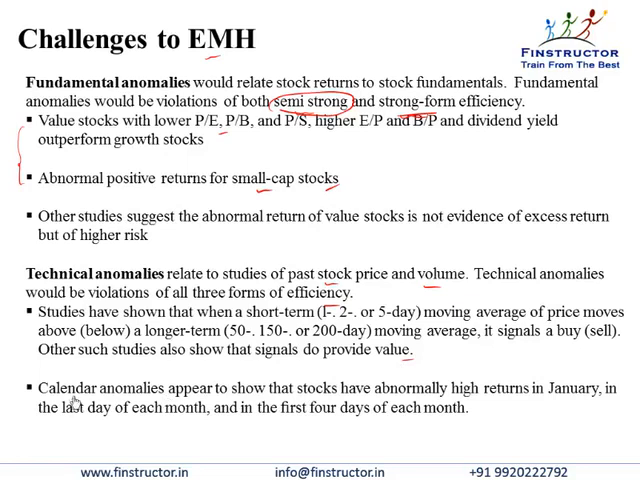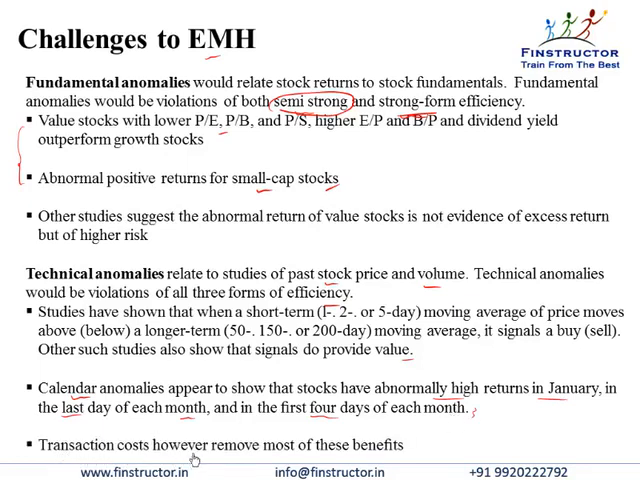Similarly, we've seen some calendar anomalies globally. That is, stocks have abnormally high returns in January and on the last day of each month and in the first 4 days of each month. So if this exists and persists for a long time, then this definitely is a violation of the weak form of market efficiency, because analyzing trends does seem to give us some profit making opportunities.